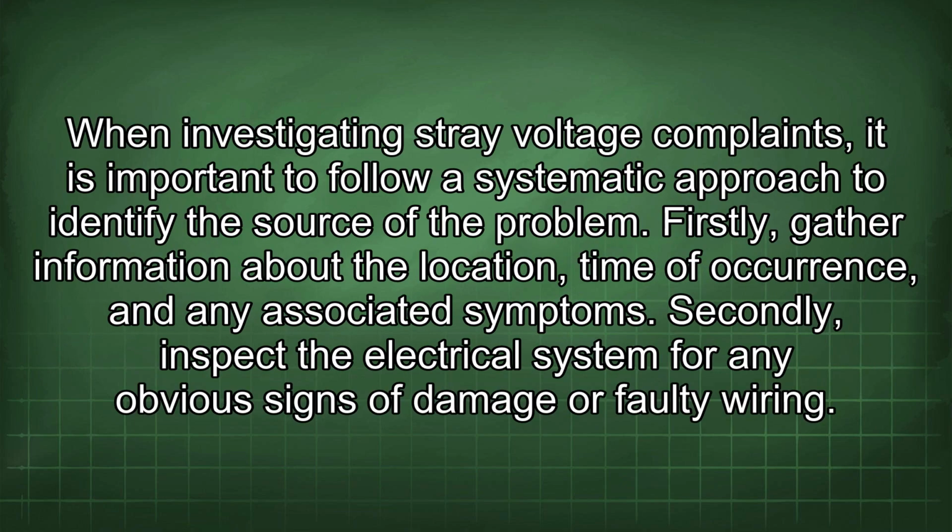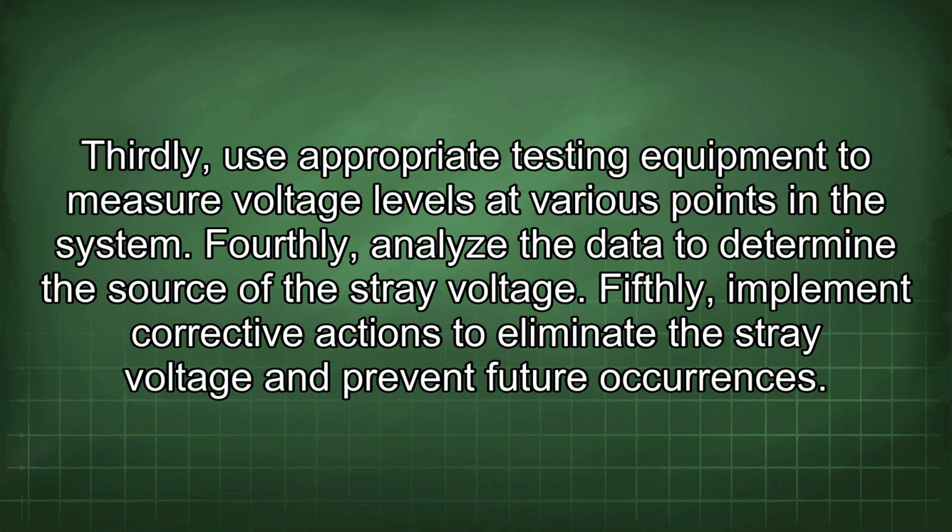When investigating stray voltage complaints, it is important to follow a systematic approach to identify the source of the problem. Firstly, gather information about the location, time of occurrence, and any associated symptoms. Secondly, inspect the electrical system for any obvious signs of damage or faulty wiring. Thirdly, use appropriate testing equipment to measure voltage levels at various points in the system. Fourthly, analyze the data to determine the source of the stray voltage. Fifthly, implement corrective actions to eliminate the stray voltage and prevent future occurrences.